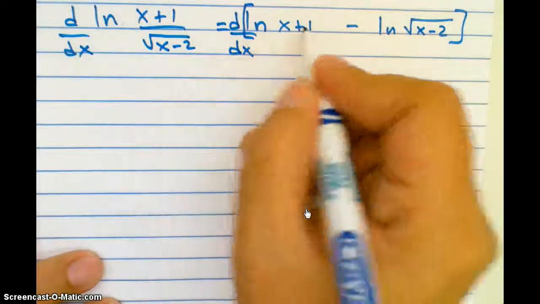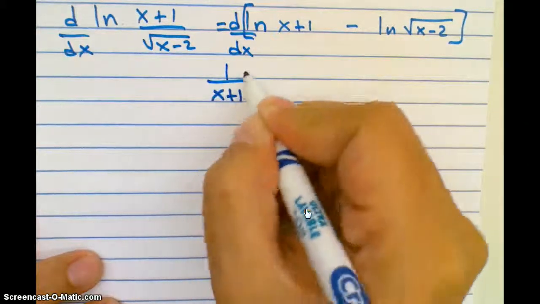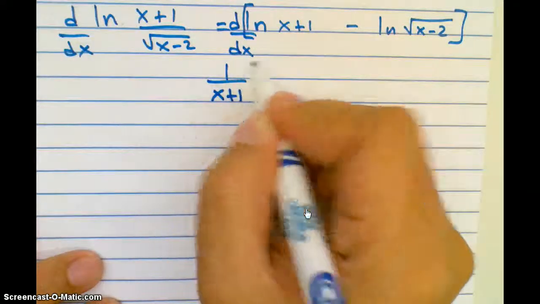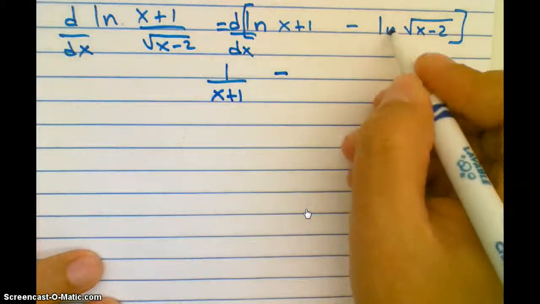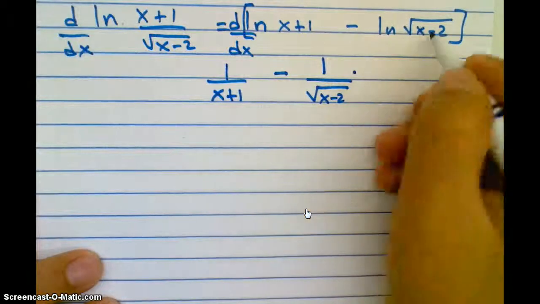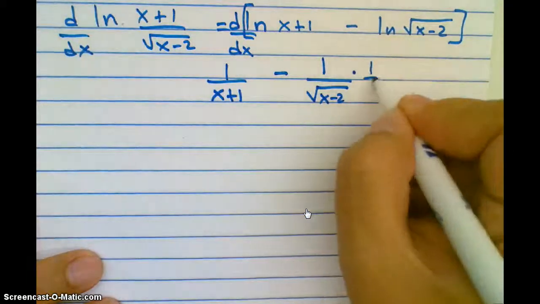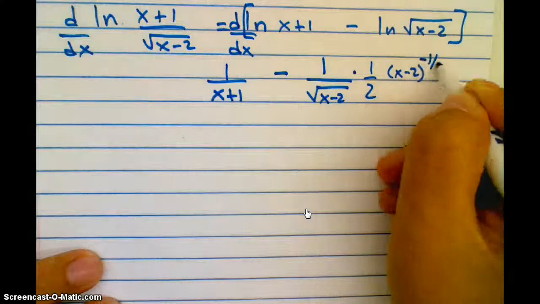So derivative of natural log of x plus 1 would be the reciprocal times the derivative of x plus 1, which is 1, minus derivative of natural log, again the reciprocal, times the derivative of the inside, which will be 1/2 x minus 2 to the negative 1/2.